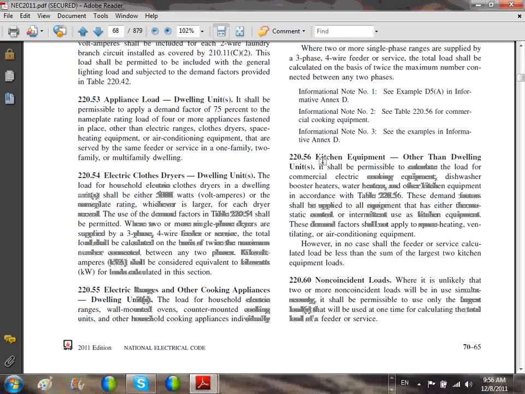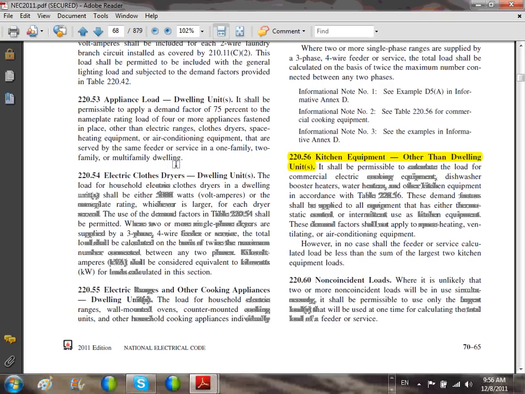56. We're almost there. 56, right here. This is if you have restaurants and so forth, guys. You can apply a demand factor. It shall be permissible to calculate the load for commercial electric cooking equipment, dishwasher, garbage booster heater, water heater, all these, and other kitchen equipment based on table 220.56 in a commercial building.